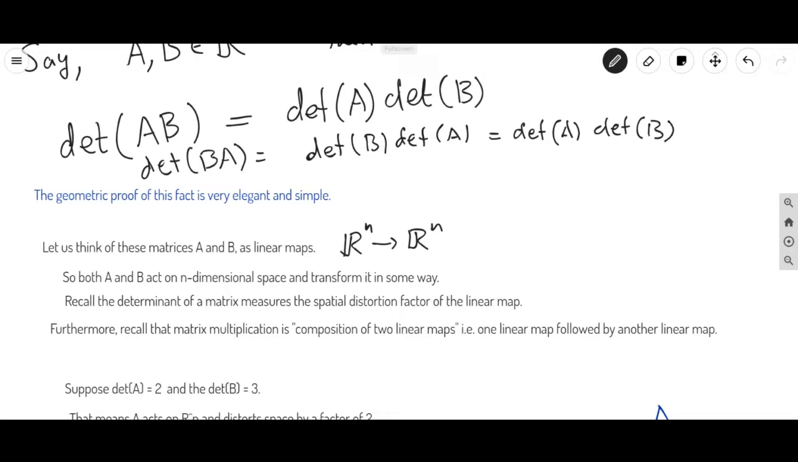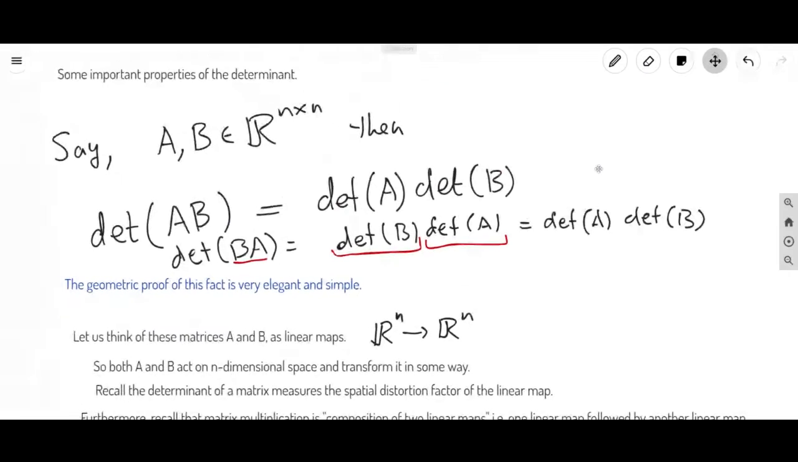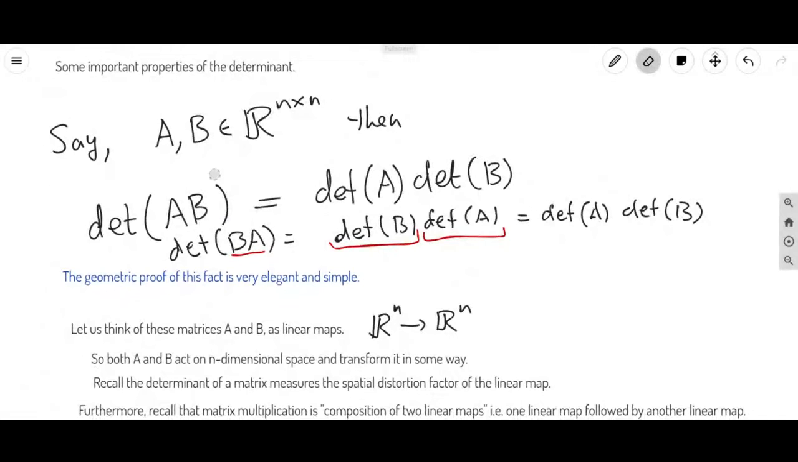So even though matrix multiplication is not commutative, these are no longer matrices. These are numbers. These are just numbers. The determinant of the matrix is not a matrix. It's a number. And because these are numbers, you can rewrite them in this kind of an order. That's okay. So this is the geometric justification for this very nice and important property, that if you multiply two matrices together, the determinant of their product is the product of the determinants.